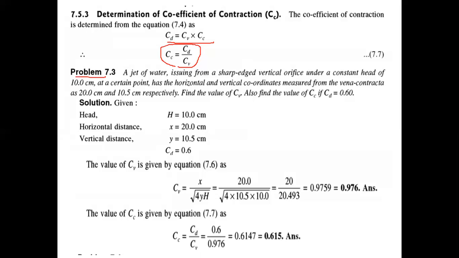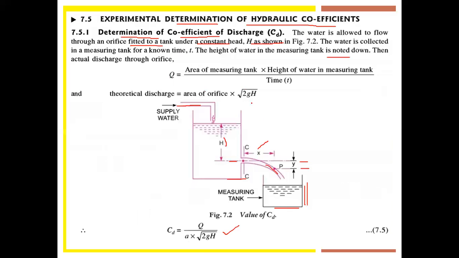Next, the problems. A jet of water issuing from a sharp edge vertical orifice at a constant head h is equal to 10 centimeters. At a certain point, it has horizontal and vertical coordinates. This is the horizontal x, this is the vertical y. Keep this always in mind.